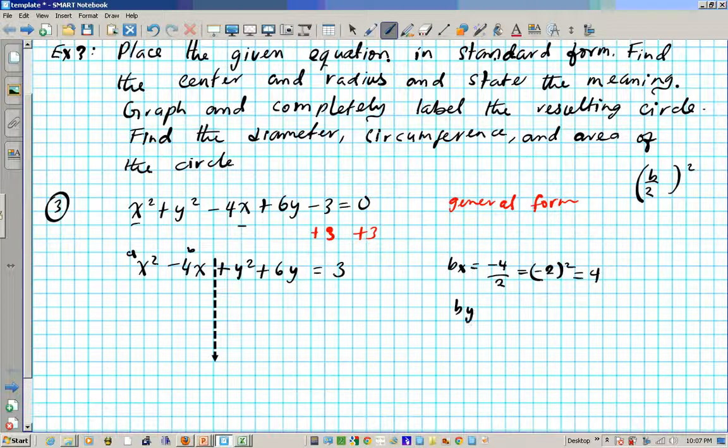On the y world, this is basically a, and this is b. The coefficient of y squared is a, which is 1. The coefficient of y is b, which is 6. So b of y is 6. So I'll divide that by 2.